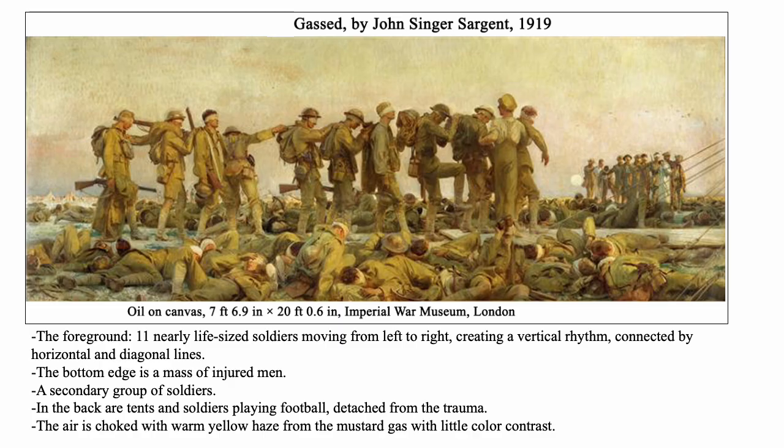This is a picture of soldiers after mustard gas. There is a lot of yellow in this picture with very little color contrast. In the foreground are 11 nearly life-size soldiers moving from left to right, helping each other, creating a vertical rhythm that's connected by here a knee, by arms, and by rifles. And then over here we have another group of men. And on the bottom are men who have been injured. And in the back you see a tent here. You see some men playing football, totally detached from the trauma surrounding them.